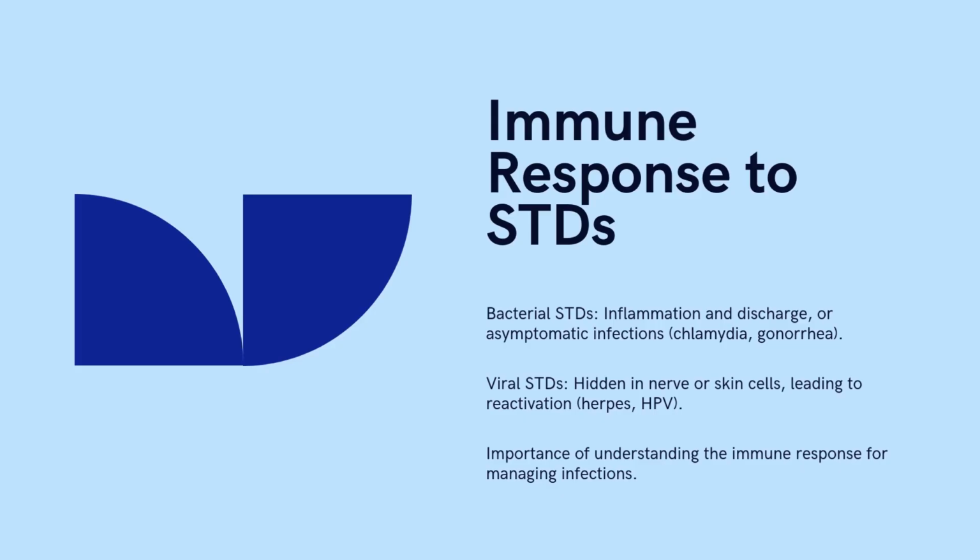The body's immune response to an STD can vary depending on the type of the pathogen and the person's overall health. For example, when exposed to bacterial STDs like chlamydia or gonorrhea, the body's immune system may respond with inflammation and discharge, trying to fight off the infection. However, some people may not show symptoms, leading to undiagnosed infections and continued transmission. For viral STDs such as herpes or HPV, the virus can hide in nerve cells or skin cells, evading the immune system completely. And this allows for periodic reactivation and potential transmission even when no visible symptoms are present.